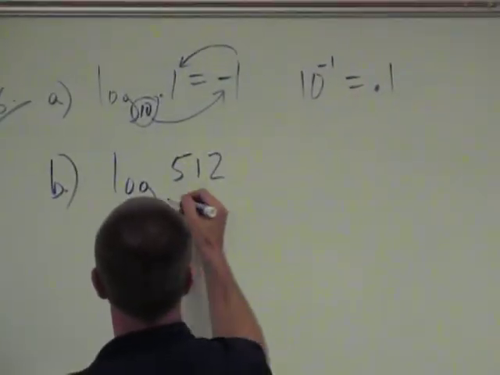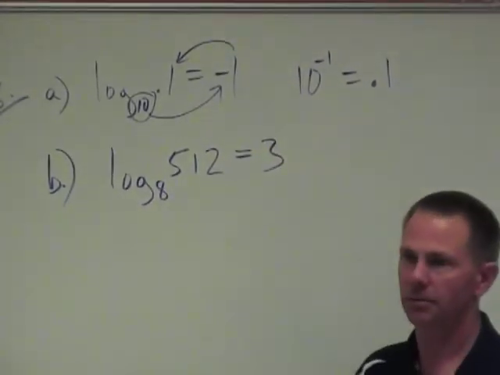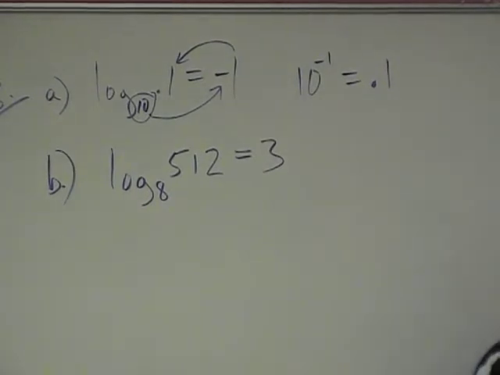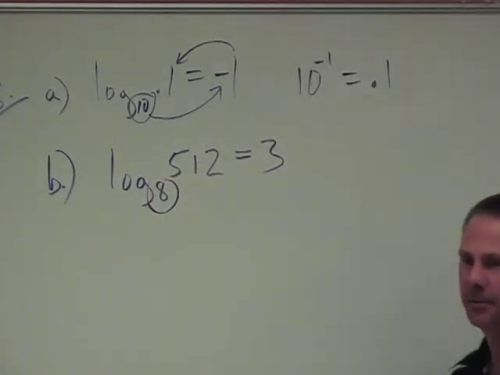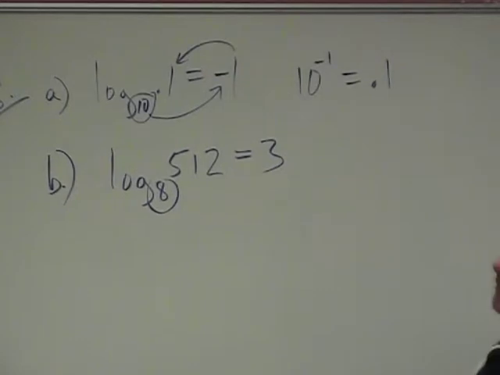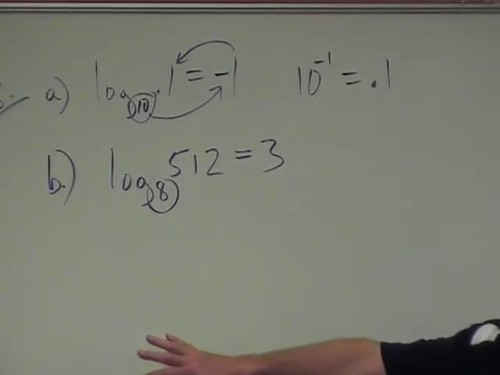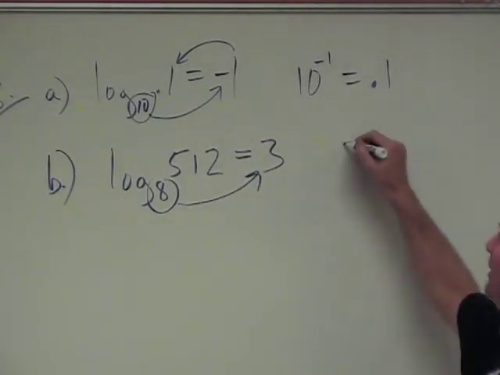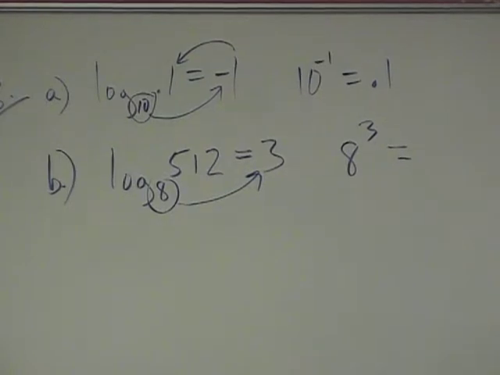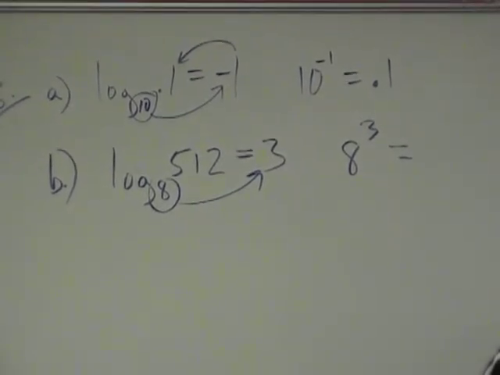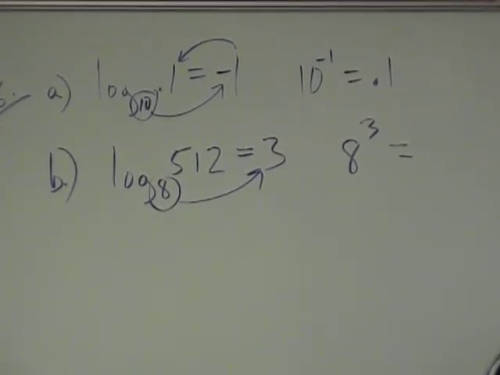Now that you know how to do it, let's do this one. Log 512 base 8 equals 3. Somebody rewrite it in exponential form for me, Vito. Tell me what to write. What's your base? Raised to what power? You see all these arrows on these other examples? Raised to the third power. What's 8 to the third on your calculator, Vito? 512.